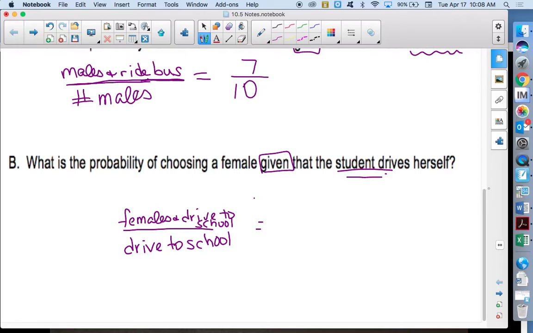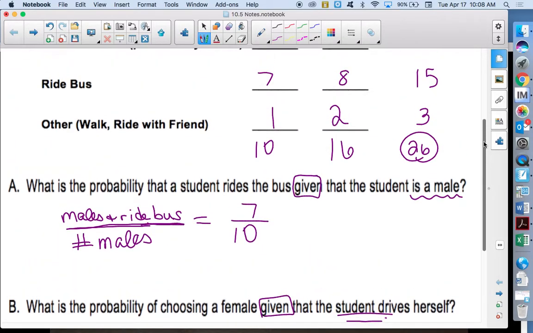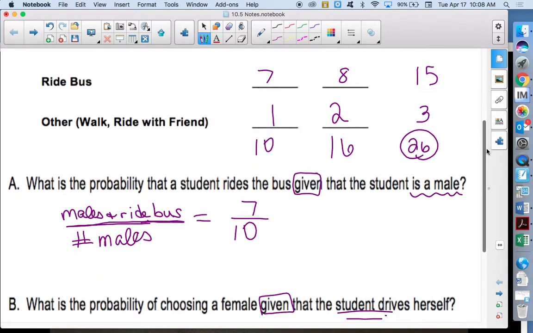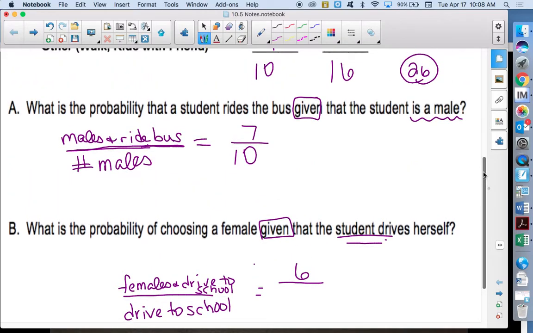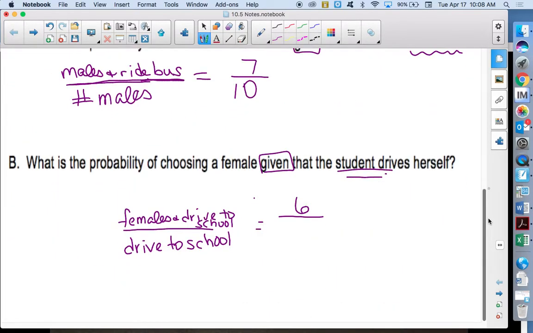So Caitlin, how many females drive themselves to school? 6, or get driven to school by their parent. There are 6 of them. How many total people drive themselves to school in our class? 8. So it'll be 6 out of 8, or what's that reduced to? 3/4. Any questions?